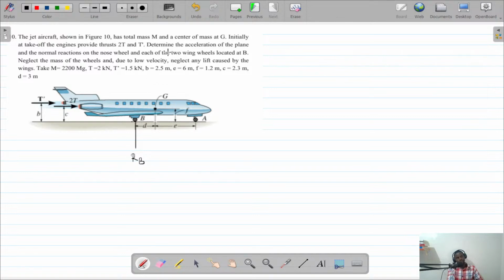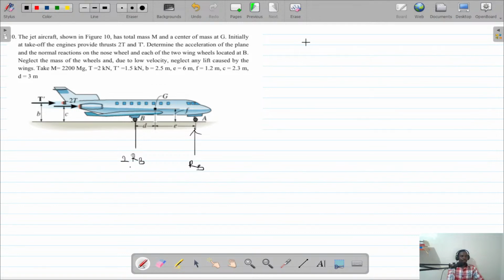When they ask you for each, you divide by 2 finally, or you can put 2 here, and when they ask you, just what you found is what you give. And I prefer that one when it's a pair assembly. And here will be RB.